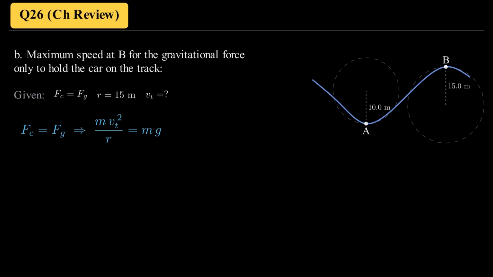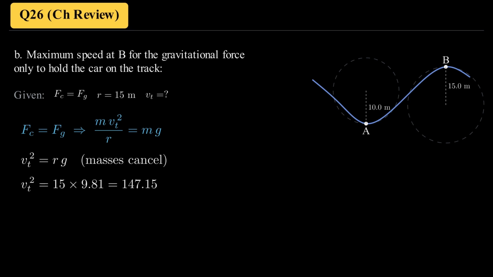You know that Fc is equal to mVt squared divided by r, and Fg is equal to, what you have studied, mass times gravity. Now the two masses cancel each other. What you are left with is Vt squared divided by r is equal to gravity. Now you are trying to find Vt for part B. So Vt squared is equal to r multiplied by g.